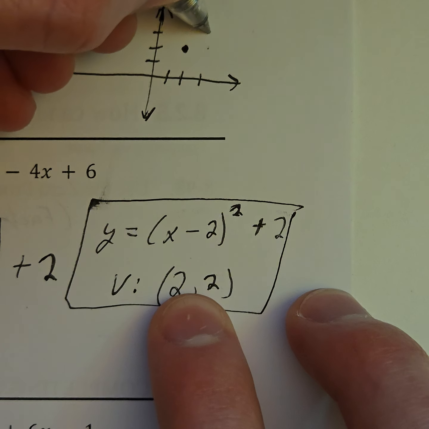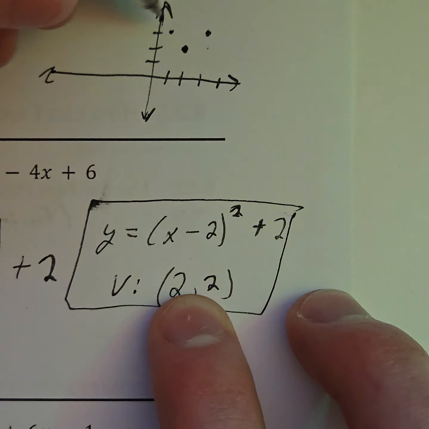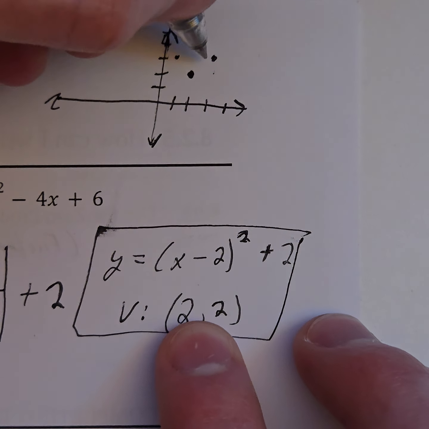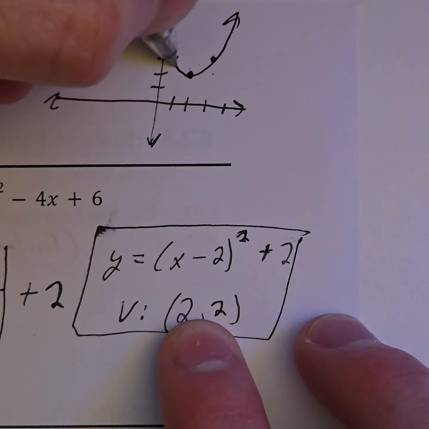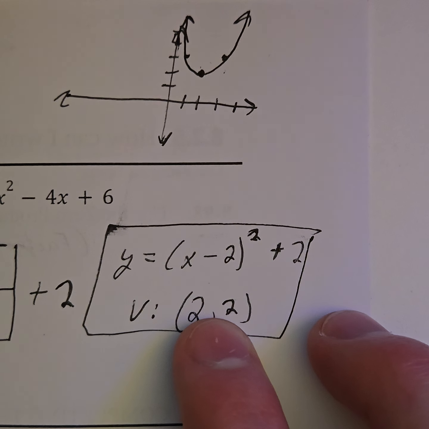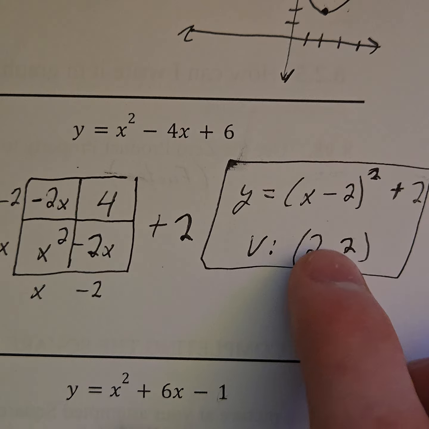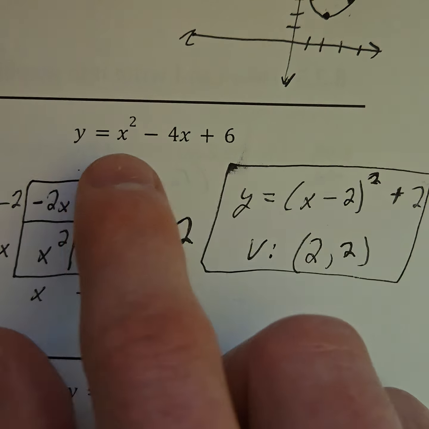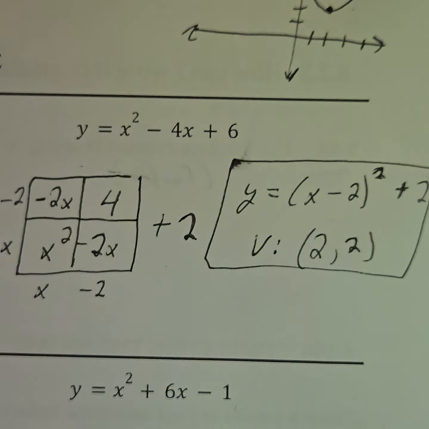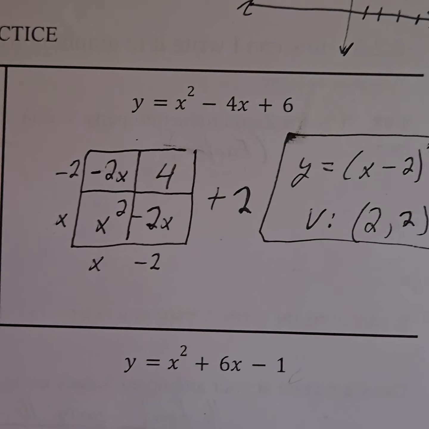So go over 1, up 1, over 2, up 4, and I would run out of room here. But you kind of get the picture. Your parabola would look something like that. That's how easy it is to use graphing form. And I know it's upward facing because this is a positive x squared. All right, that's the whole point.